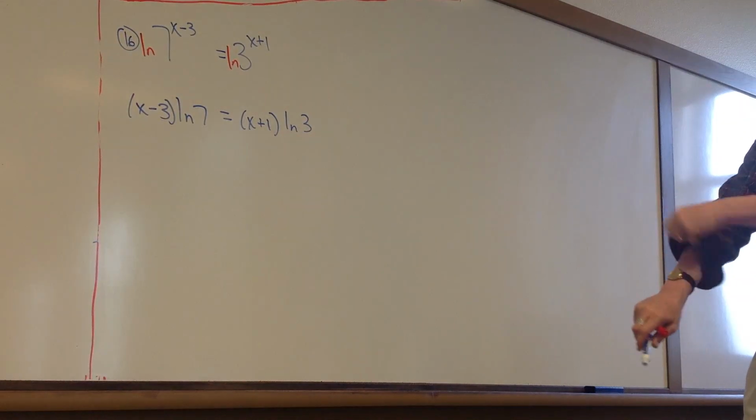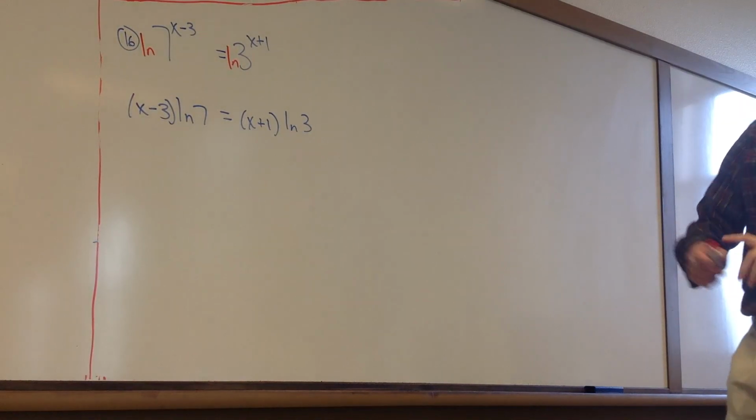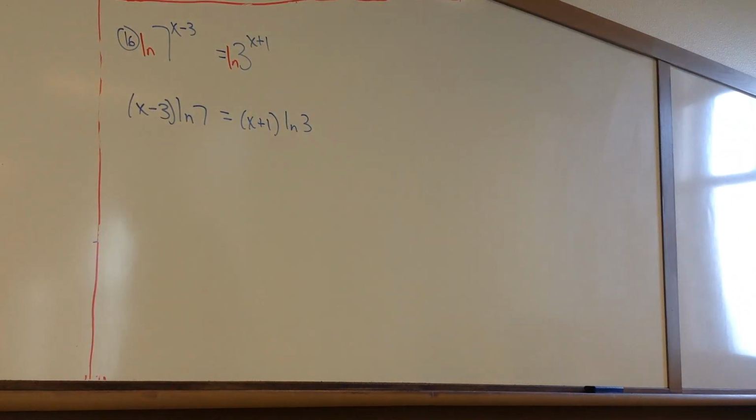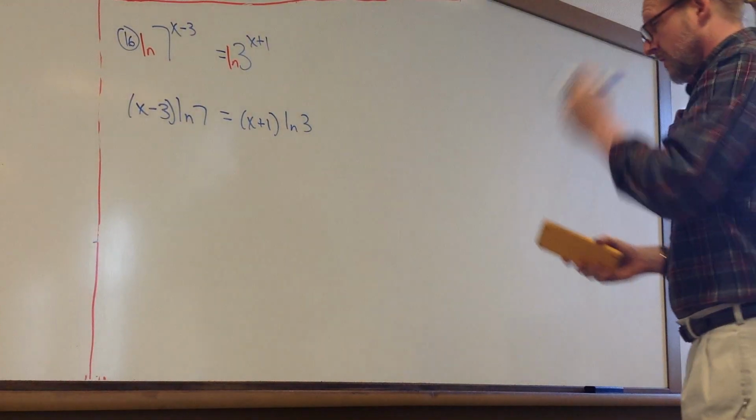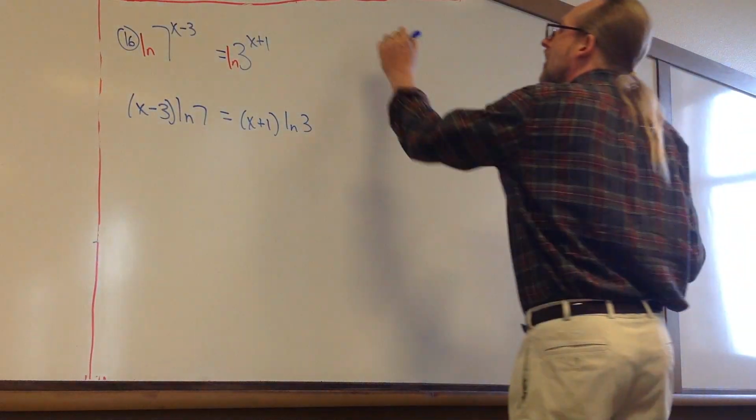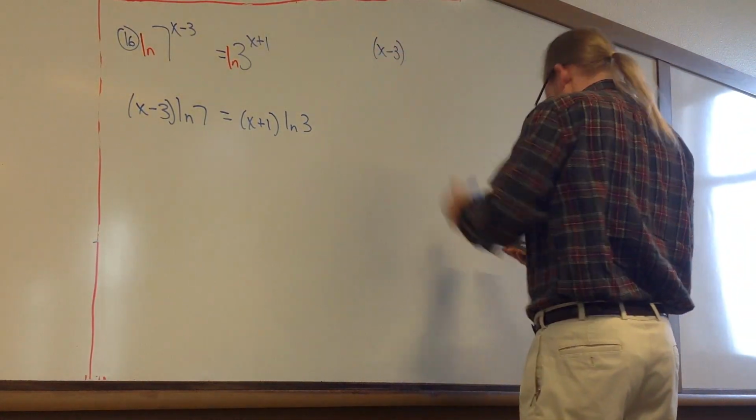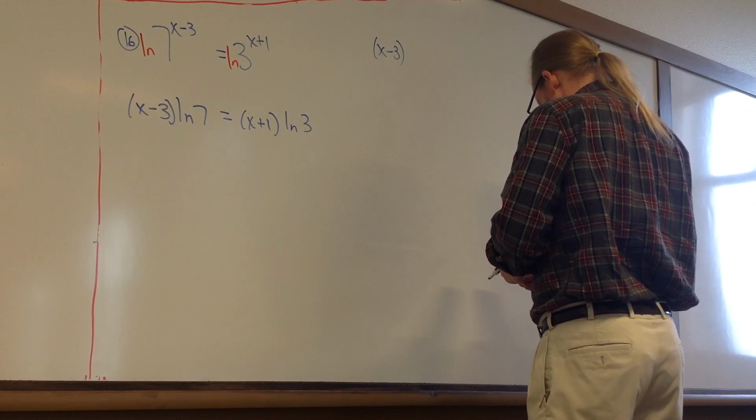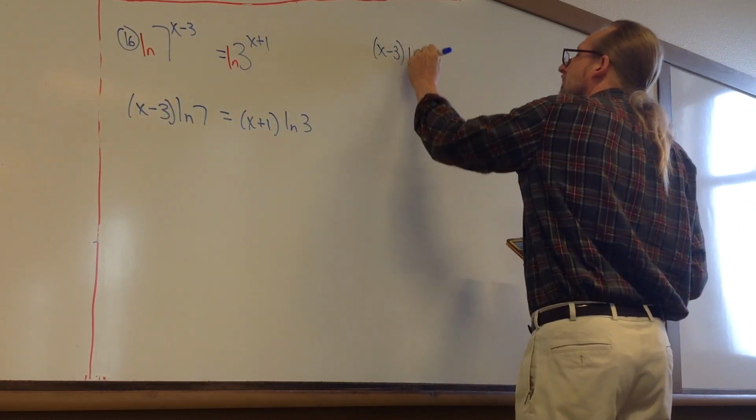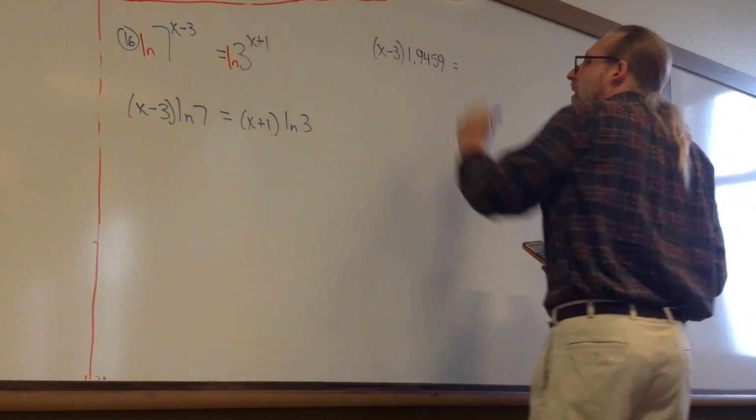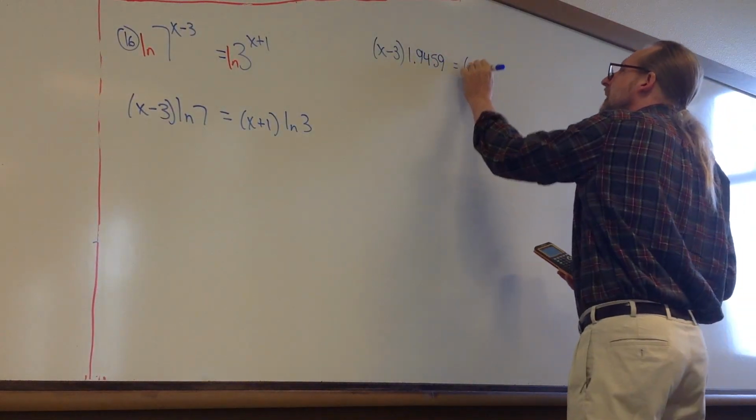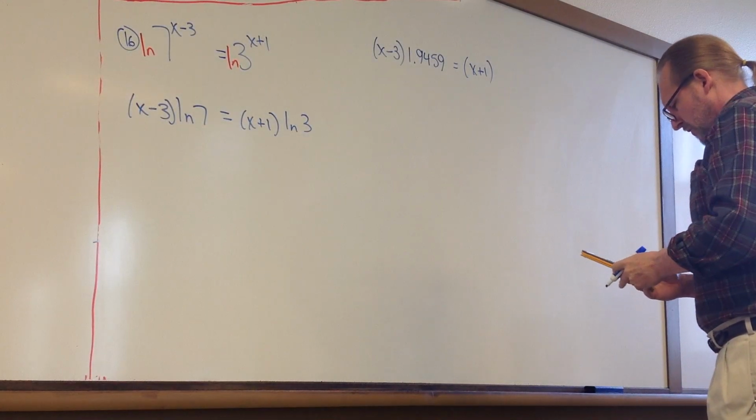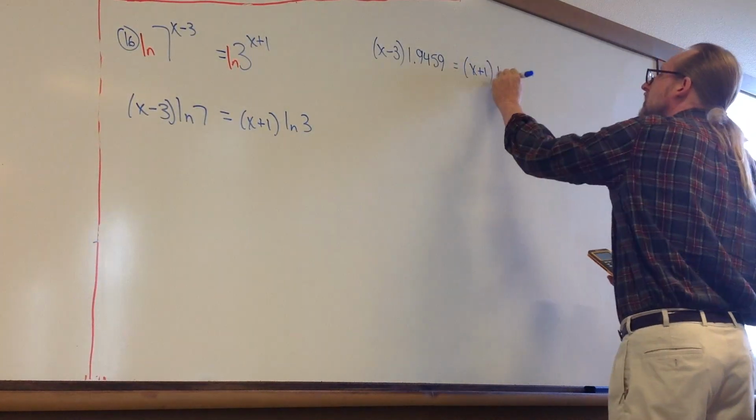Okay, and then I'll do the same thing that I did in that previous problem. I'll approximate both of these values and then solve the problem numerically first. So let's see here. x minus 3, ln 7, 1.9459. And then on the other side, x plus 1, ln 3, 1.0986.